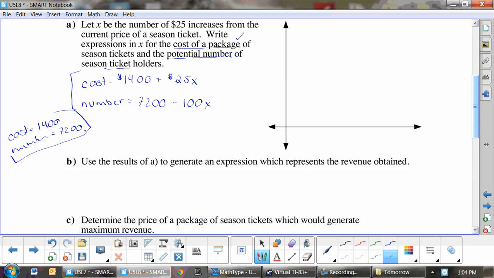So to figure it out for this, you do the same thing. So we'll go profit equals cost times number. And we'll go 1,400 plus 25x, 7,200 minus 100x. Okay?